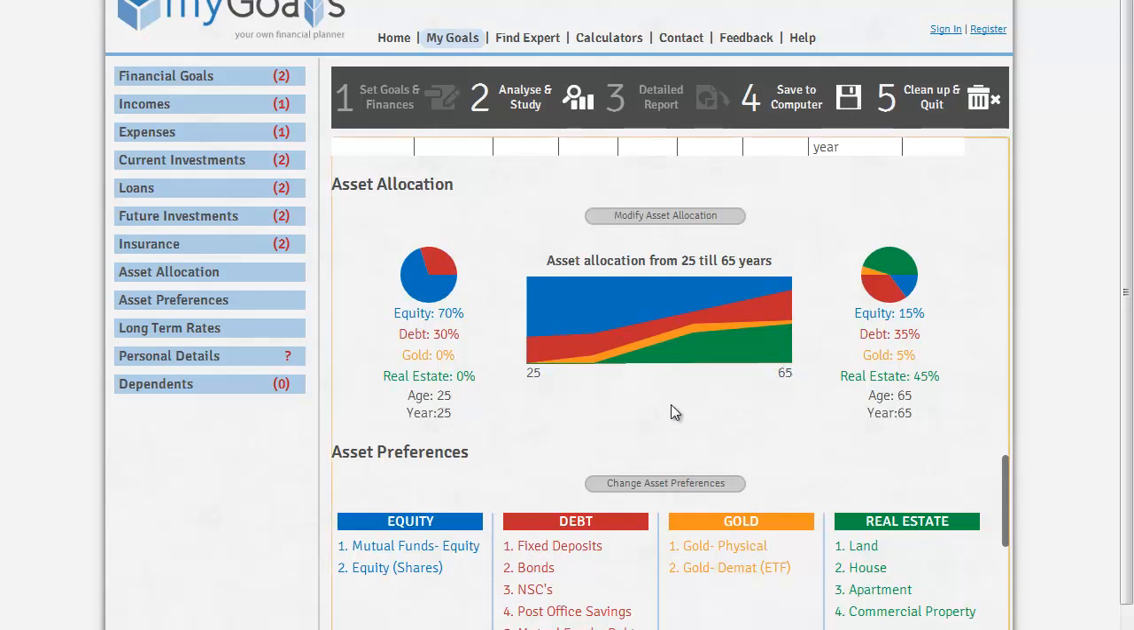A thing to note here is that this pattern would be different for different people based on their profiles, their risk taking abilities, their need to take risks, and so on. But what is important, as told earlier, is to arrive at the allocation which will help you meet all your goals. So that is how you can specify your asset allocation in iMyGoals.